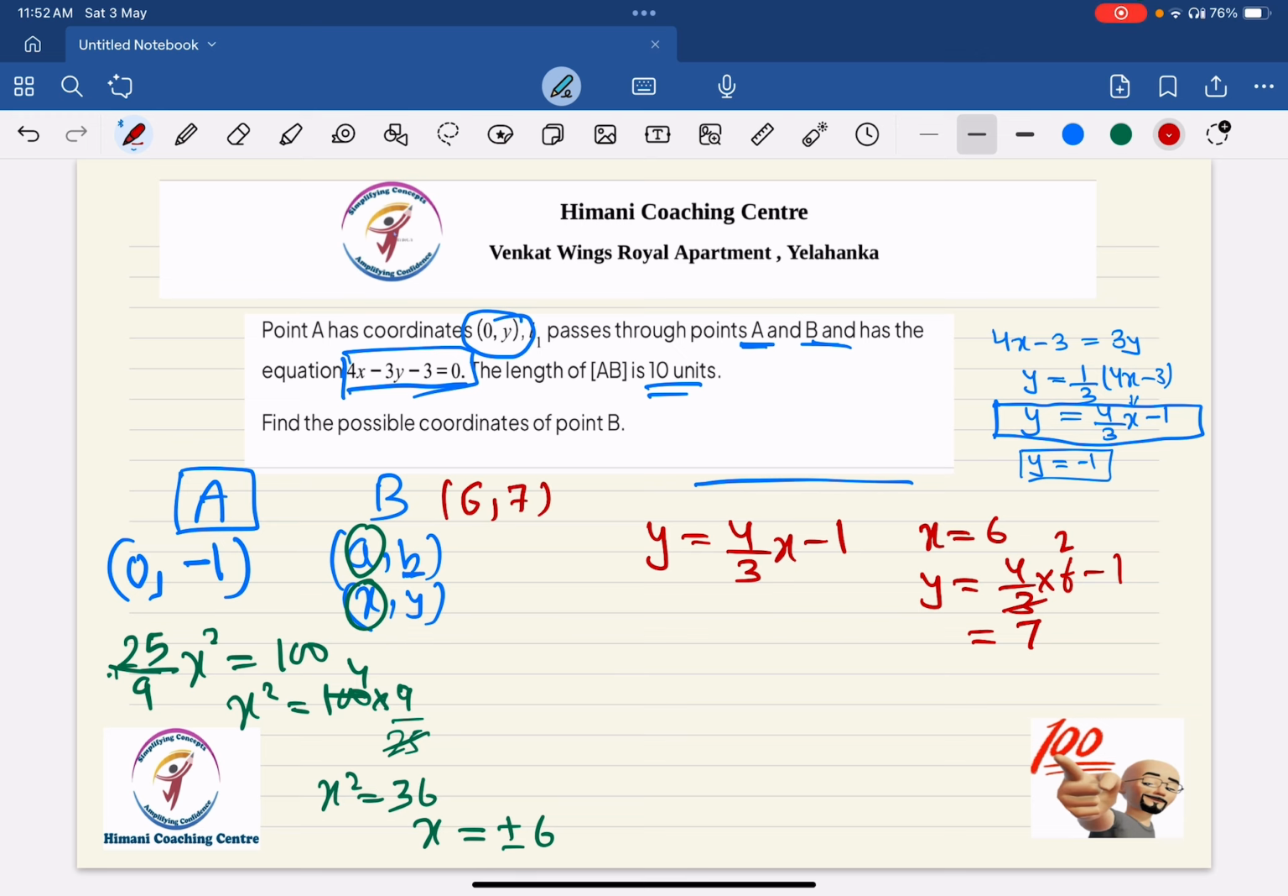Now if x is minus 6, then y would be 4 by 3 into minus 6 minus 1. So 4 into minus 2 is minus 8, minus 8 minus 1 is minus 9. So the other coordinate of B could be (minus 6, minus 9).